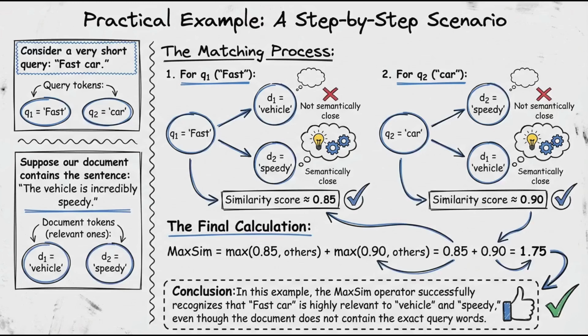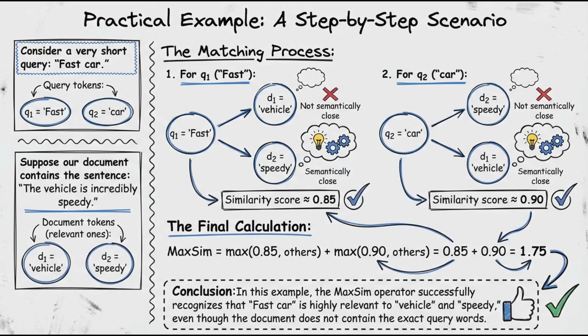To see how this works in practice, let's look at a quick example. Imagine a user searches for the phrase fast car, which gives us two query tokens, fast and car. Now, suppose our document contains the sentence, "The vehicle is incredibly speedy." In a traditional keyword search, this might not be a perfect match. But with the MaxSim operator, we look at the semantic relationship between those words. First, we take the query token fast and compare it against every word in our document. The model recognizes that fast and speedy are semantically similar, giving us a score of 0.85.